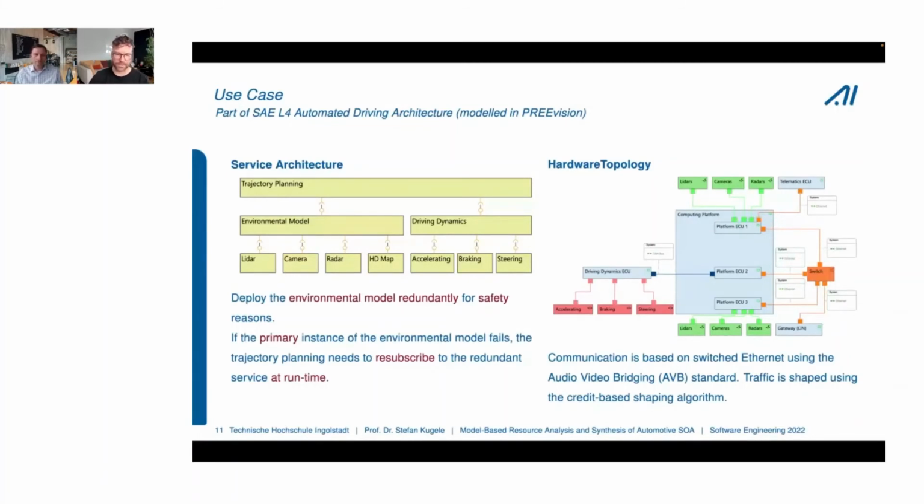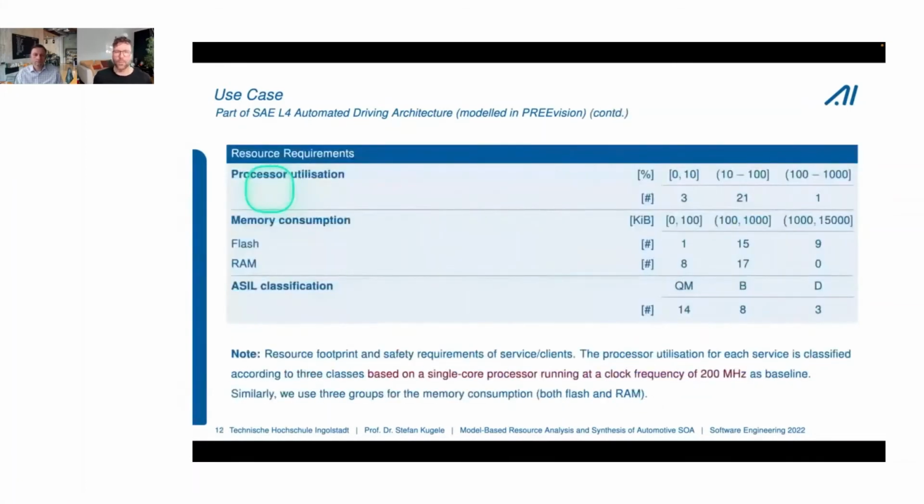Now the question is where to deploy those services here on the left-hand side. For that, we need further information, namely the first information is about the resource requirements for our services. And there we have some rough estimates given, and you can have a look into the paper. There are more details given about the processor utilization, memory consumption, and the safety classification of each service.